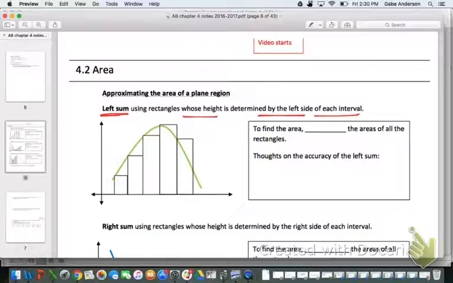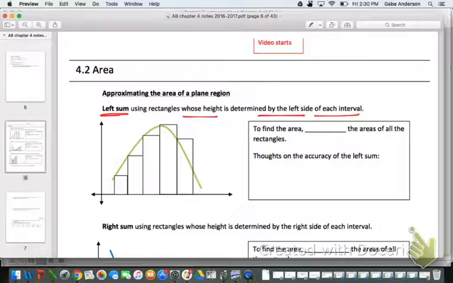So you can see that the height of this first rectangle is determined by that left side of the interval. There's another left side, so on and so forth. And then of course over here, as we move to the other end, we continue to use the left side of the interval to determine the height. So let me get rid of those lines real quick. Because it uses the left side of the interval, this is called a left sum. They're rectangles that we're using to approximate the area under the curve. We're using the left side of the interval.